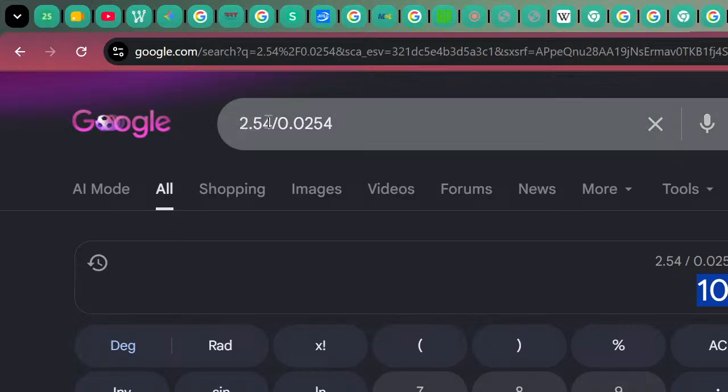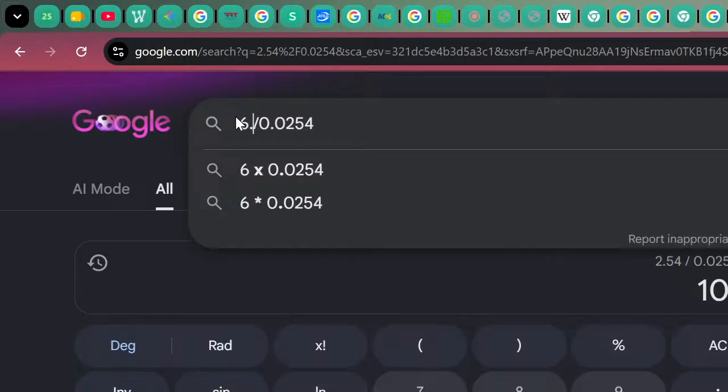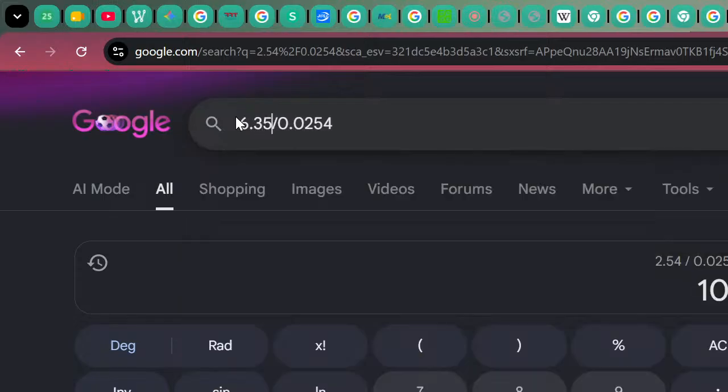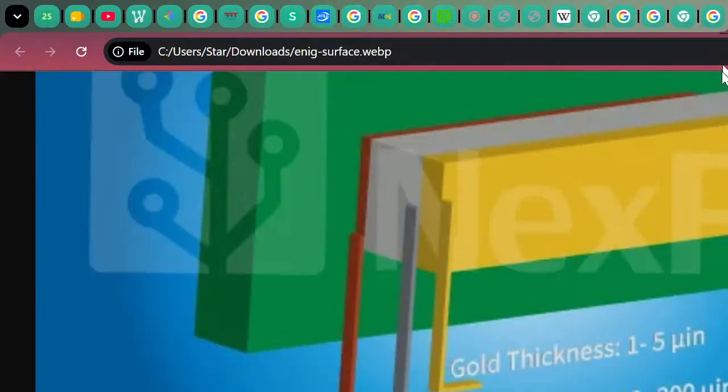Let's verify the value. For the upper, the max threshold that I told you, the thickness according to IPC 4552 is 6.35 micrometer, the max allowed thickness of nickel. If you convert that, you are getting 250. Here it is mentioned 200 micro inches. So for gold, we got 2 to 8 micro inch. For nickel, we got 100 to 250 micro inches.